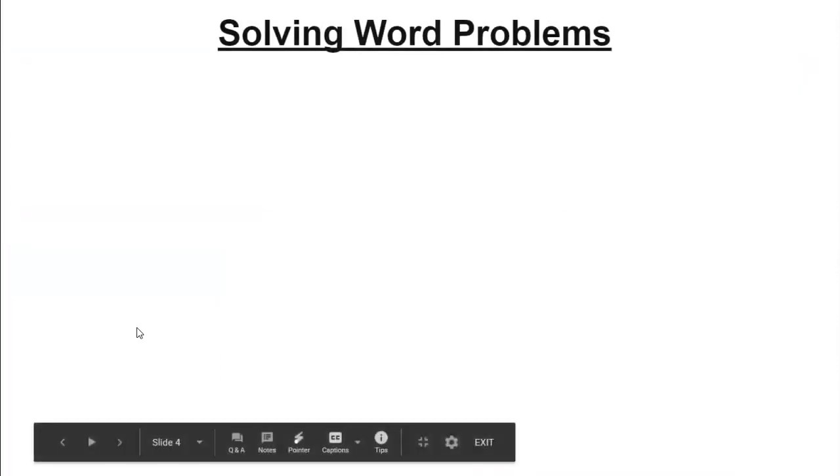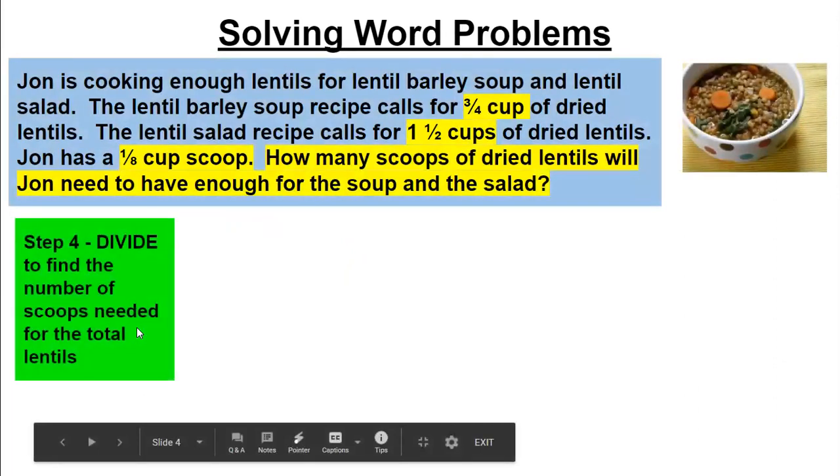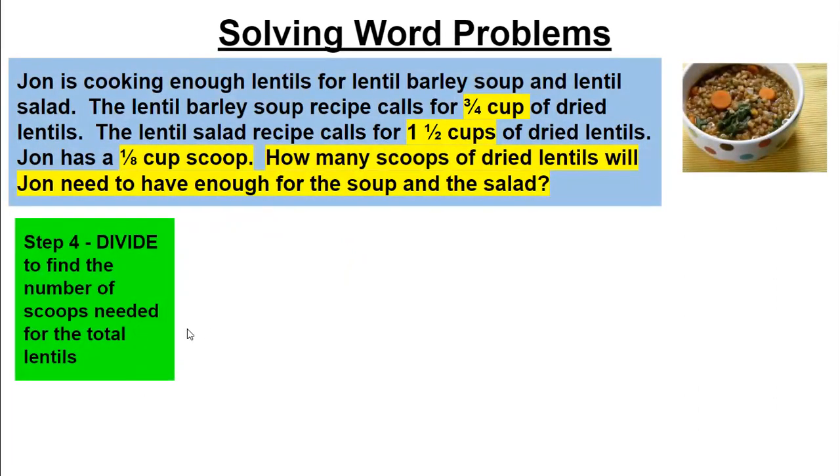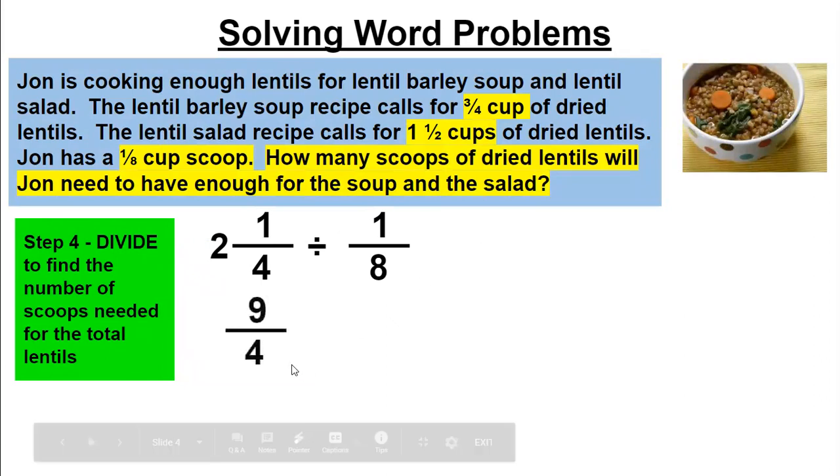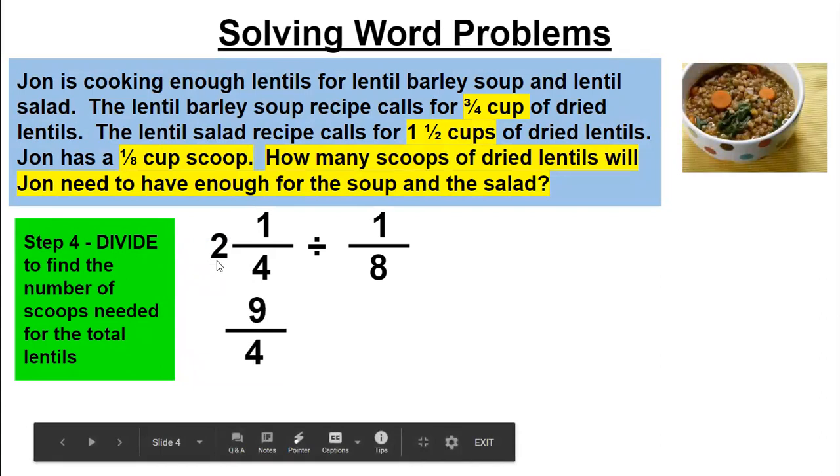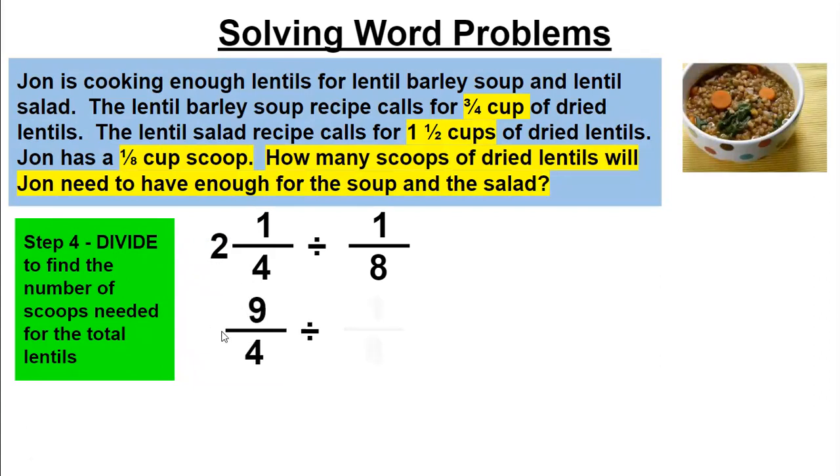Now step 4 is we have to divide the total number of lentils by the size of his scoop. His scoop is 1/8 of a size. So 2 1/4 divided by 1/8. Before we can do anything, we have to change our mixed number to an improper fraction. So whole number times the bottom plus the top, clap, clap. 2 times 4 plus 1 is 9, and then the 4 stays on the bottom. So we've just converted 2 1/4 to 9/4 divided by 1/8.